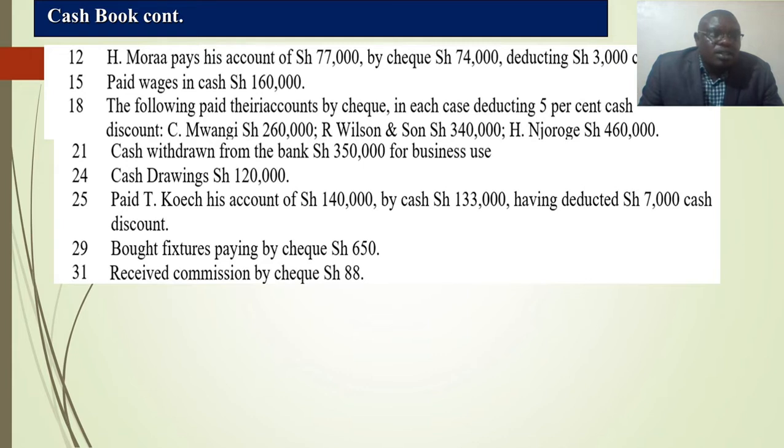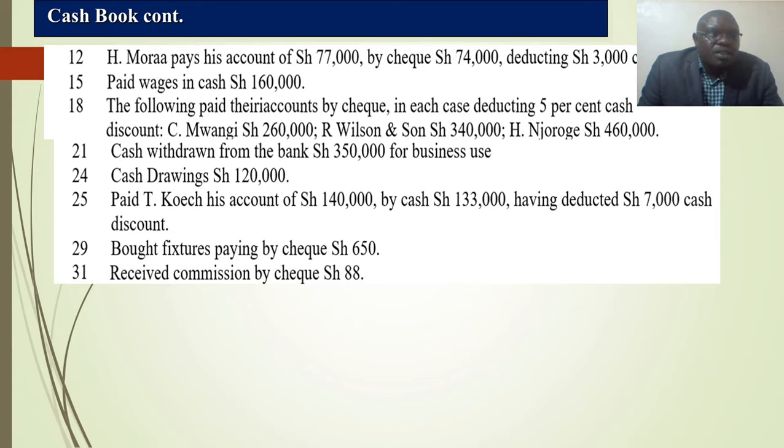On 18th, the following paid their accounts by check, and in each case they deducted 5% cash discount. That is C. Mwangi 260,000, R. Wilson and Sons 340,000, and H. Njoroge 460,000 Kenya shillings. On 21st, there was cash withdrawal from the bank of 350,000 Kenya shillings for business use. On 24th of the same month, cash drawings of 120,000 shillings took place.